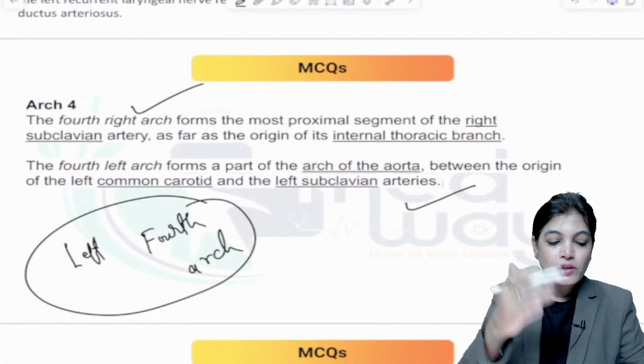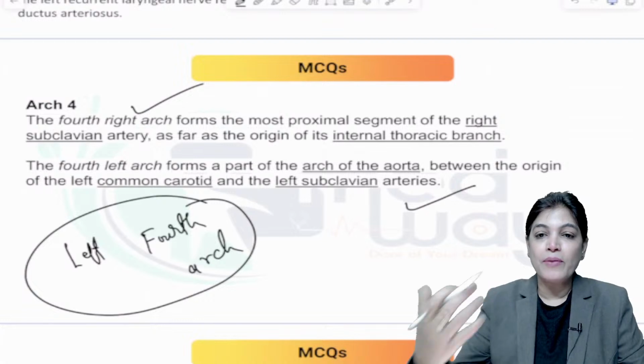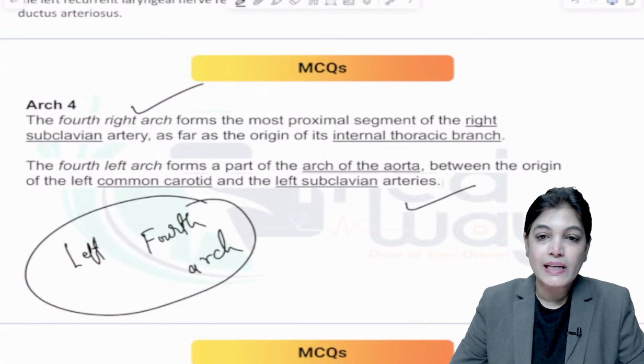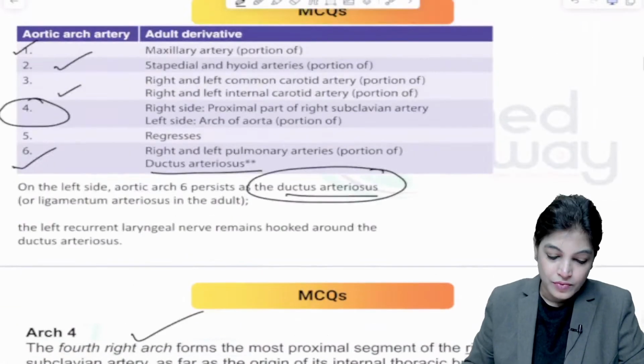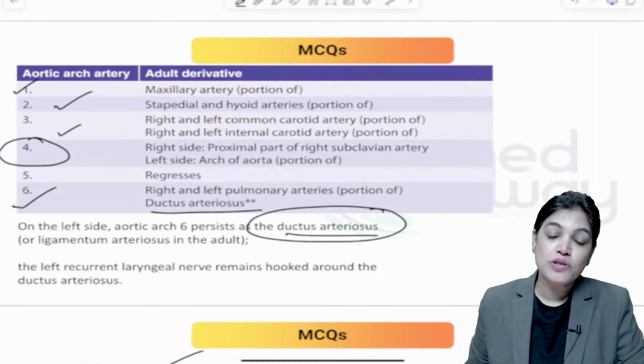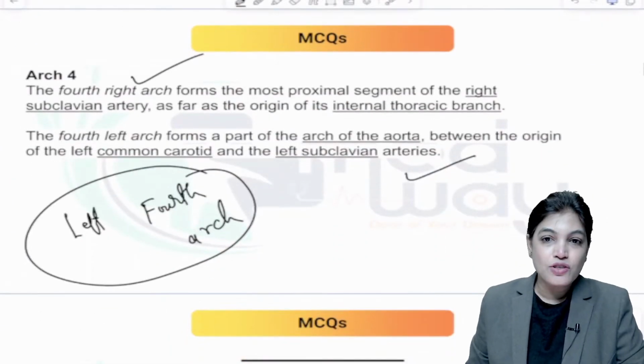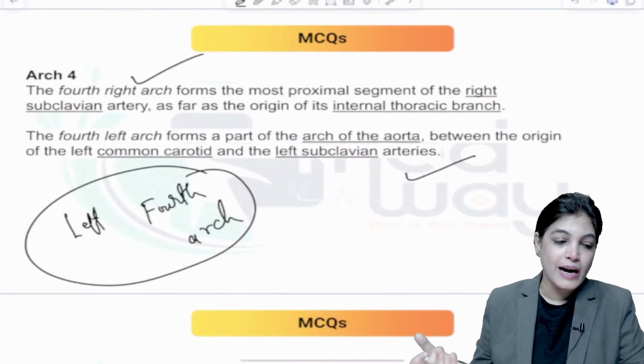So both ways, if we talk about the sixth aortic arch, we know its related arteries, and the ductus arteriosus is the right answer. Part of the sixth arch artery also contributes to the portion of the pulmonary arteries. If it is the arch of aorta, then the left fourth arch artery will be the correct answer.